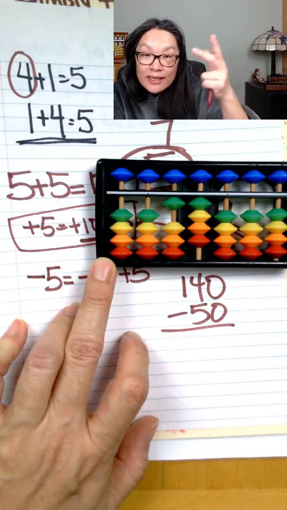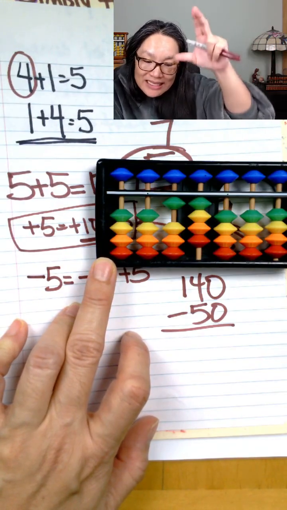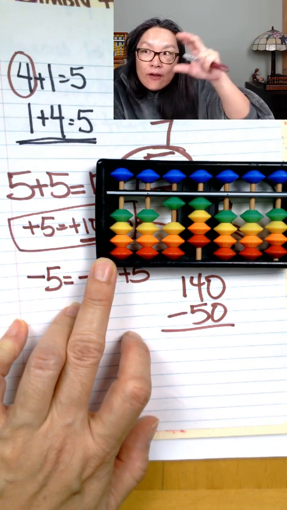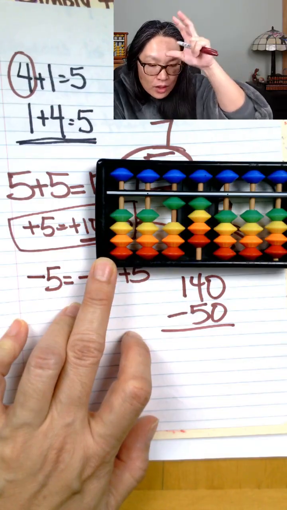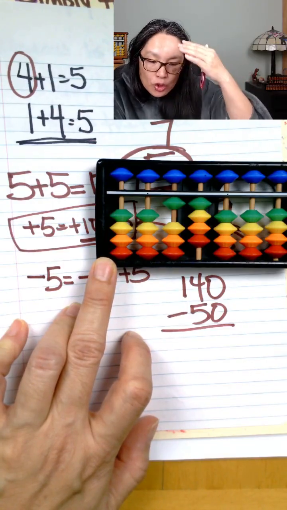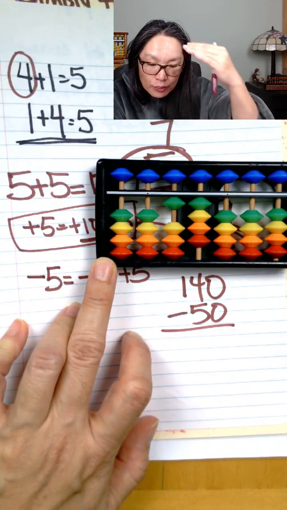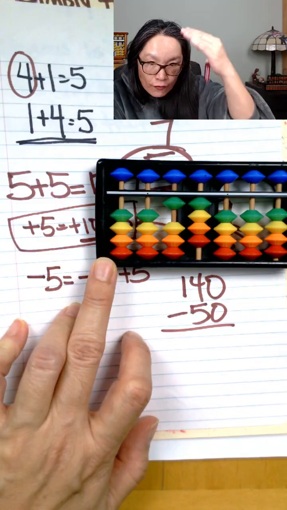Again, that's an algebraic thing. We want to simplify, we want to be able to find our multiplication facts, we want to find our factors. So we're building our algebraic understanding from this.